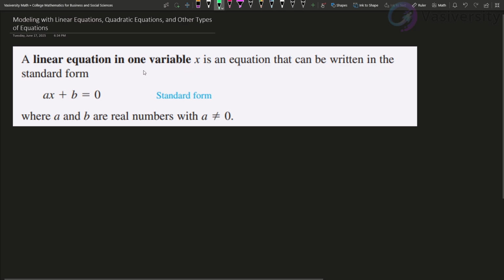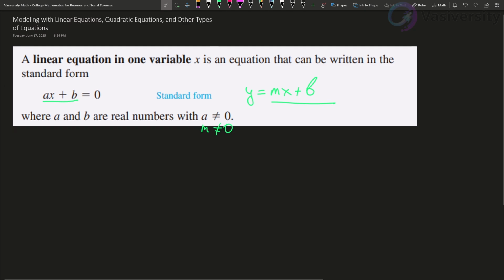But when we want to graph an equation, we can say y is equal to mx plus b. This is also a linear equation, just as a graph. Here, a and b, m and b, are real numbers with a and m not equal to 0. And if we want to find the solution to the linear equation, we equate this equation to 0.